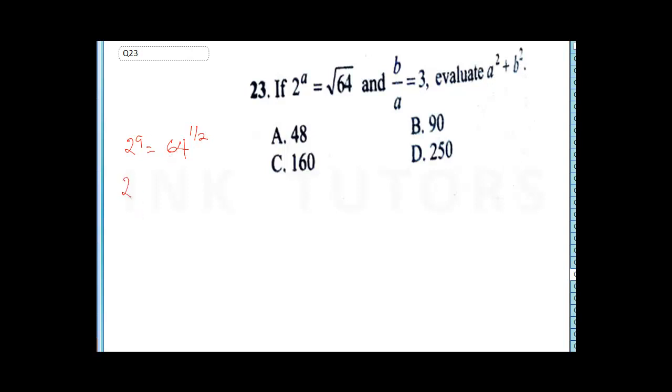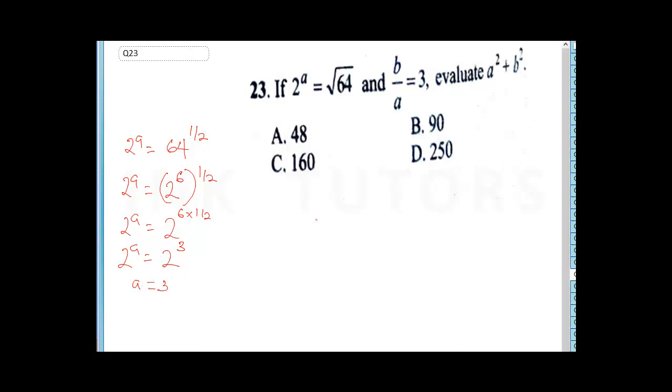So this will now be 2 raised to power a is equal to 64, which is 2 raised to power 6, in bracket half. Now this is going to be 2 raised to power a is equal to 2 raised to power 6 times half when you expand it. So this will be 2 raised to power a is 2 raised to power 6 divided by 2, 2 cancel, 6 will have 3. So from here, since the bases are equal, we are going to say a is equal to 3.